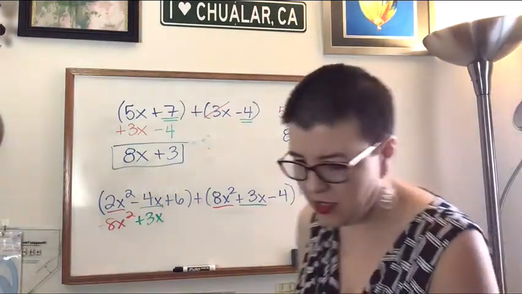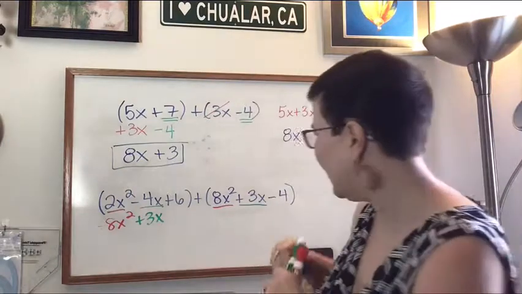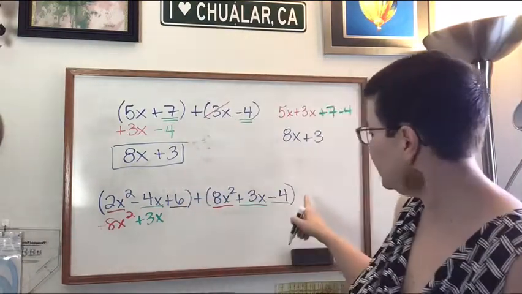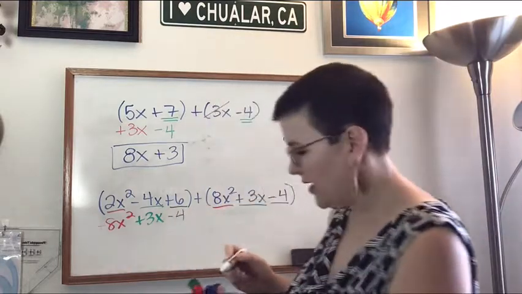All right, and then I'm running out of colors. I guess I'll use black. My black markers are all starting to die. Then I have a 6 and a -4, so I can combine.